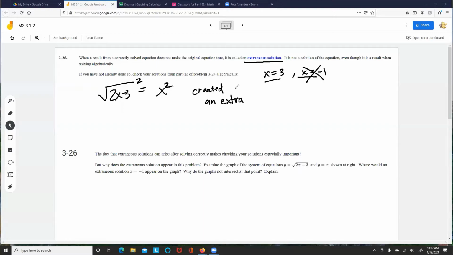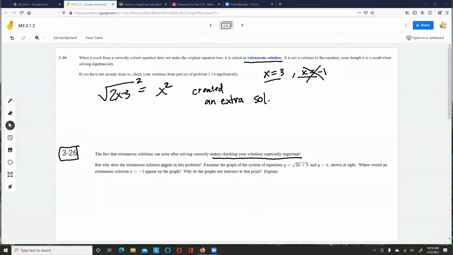So it's very important that you check your solutions. Even if the directions don't say to check them, you have to check them when you square both sides and just when you solve any problem in this chapter. Okay, so that is 25. 26, the fact that the extraneous solutions can arise after solving correctly makes checking your solutions very important. You have to check your solutions in this chapter, okay? You have to. Before it was an option like, oh, if you want to check it, you can check it. And rarely does anybody check it unless you're taking a test. But in this chapter, you have to check your solutions, okay?